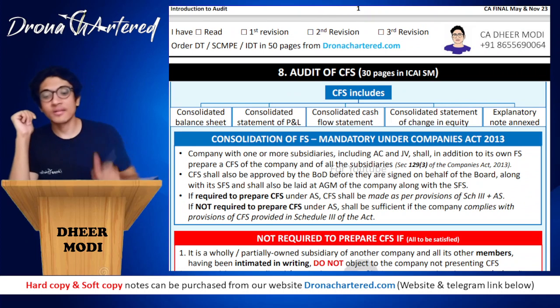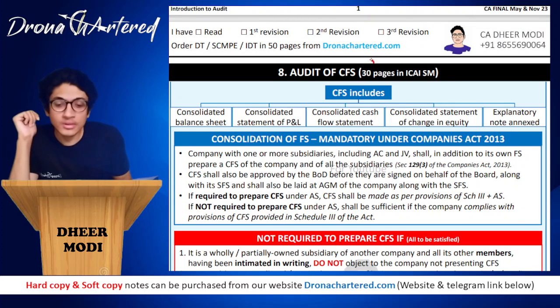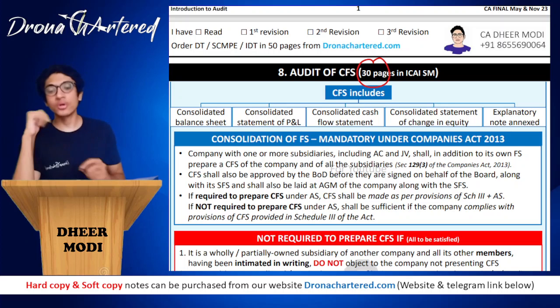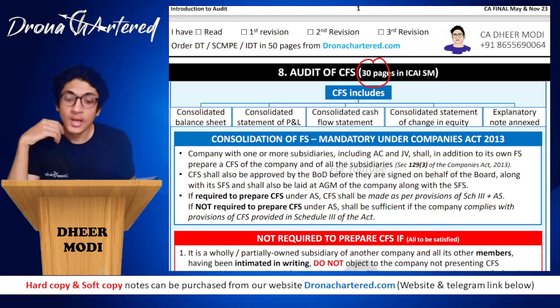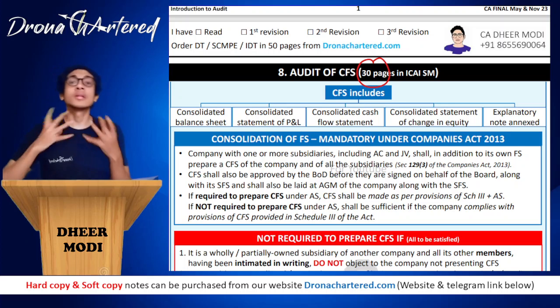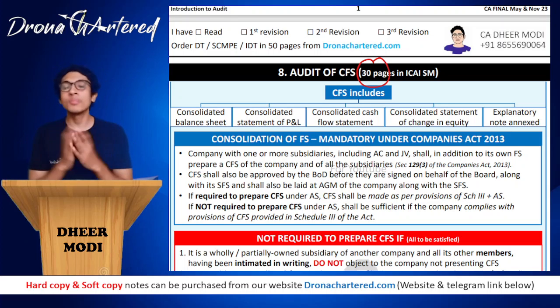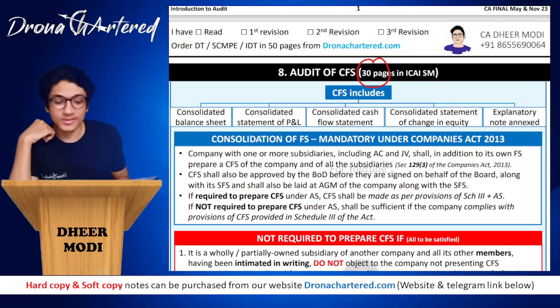Okay, so starting with this chapter, that is audit of CFS. This is approximately 30 pages in your ICAI study material, which I have put in approximately 5 pages. Now, when we say consolidated financial statements, what do we mean by consolidated financial statements?